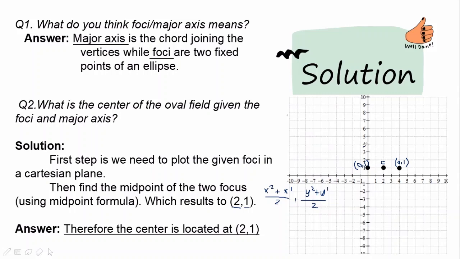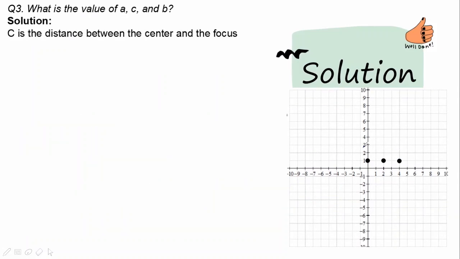Now let's proceed to question number 3. What is the value of a, c, and b? Let's have a quick recall. When we say a, this is the distance from the center to the vertex. When we say c, this is the distance from the center to the focus. And when we say b, this is the distance from the center to the co-vertex. I hope it's clear to you.